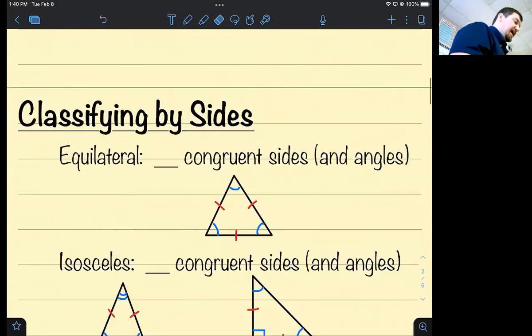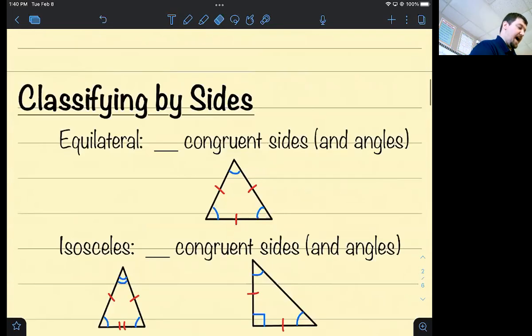Okay, so now by their sides, an equilateral triangle has three congruent sides. Equilateral means equal sides. Like when we did lateral surface area and we were finding the surface area of the sides, not the two bases. So equilateral have three congruent sides. Now, there's also a theorem, which I won't go into, but in triangles it states that however many sides of your triangle are congruent is how many angles on your triangle are congruent. So if you have three equal sides, you'll also have three equal angles. If you have two equal angles, you'll have two equal sides. And if you have no equal angles, you have no equal sides.